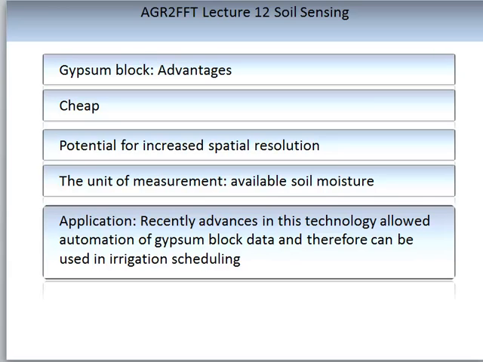It's not a content or an amount, but rather an available soil moisture. What we mean by this is that the number relates to how much water is available for plant uptake. This is very important in scheduling. Recently, because this technology can now be automated, you can integrate gypsum block data into automated irrigation scheduling systems.